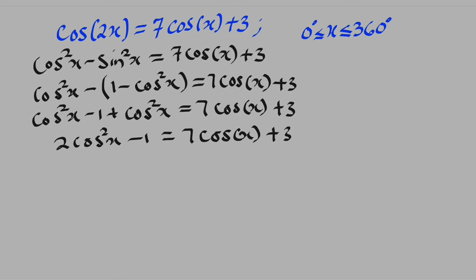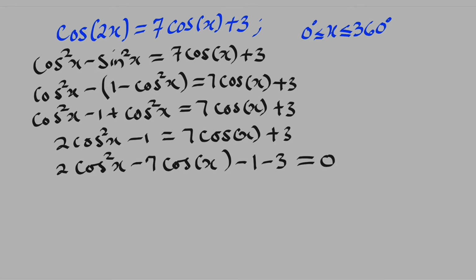Now let us bring everything to the left. To the left we have 2 cos squared x, but we have another 7 cos x here. If it crosses over, it becomes negative 7 cos x. We still have minus 1 to the left. To the right we have positive 3. Once it crosses over, it becomes negative. To the right we have nothing except 0. Let us further simplify this. We have 2 cos squared x minus 7 cos x, then minus 4. This is equal to 0.